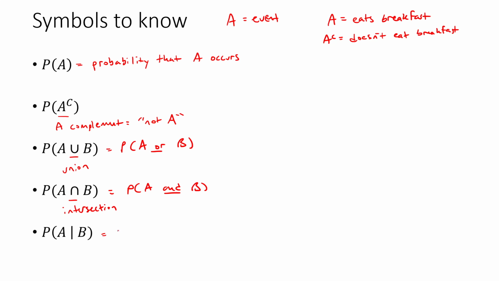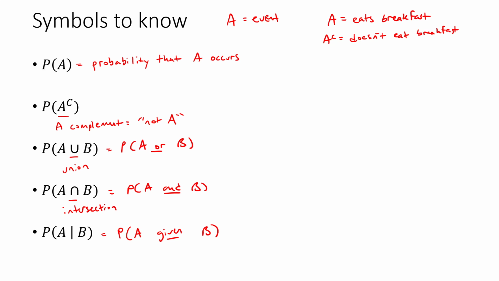And then finally, P of A given B. We'll do examples with given probabilities, but again, we think of that as we know B is guaranteed to happen or has already happened. So now what is the probability that A will occur? So you should see these symbols. You should know how to read them, say them in your own words, and calculate them.